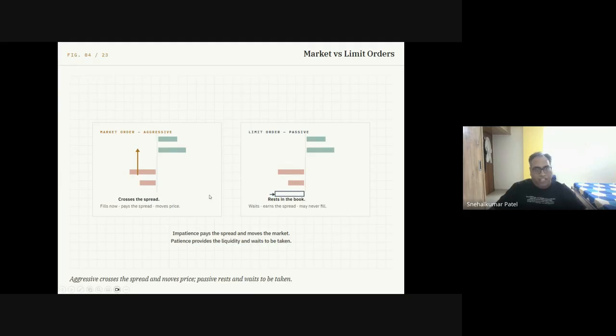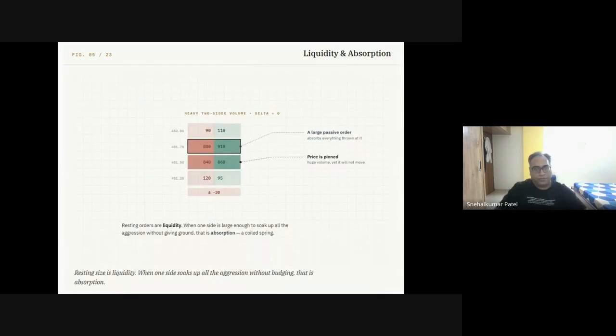And how price moves is because of the market orders. Unless there are market orders that consume the limit orders, the price doesn't move. So when someone places aggressive orders in the market, that executes the limit orders and then moves the price. The difference between bid and ask is called the spread. So when price is moving across the spread, when someone is buying aggressively, that's how the price moves.